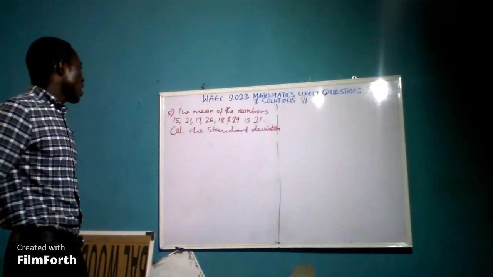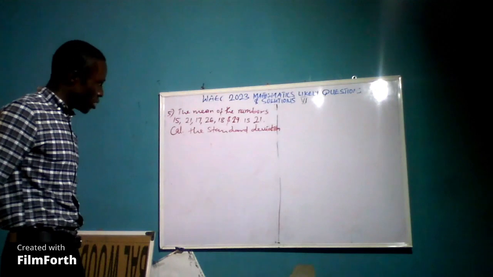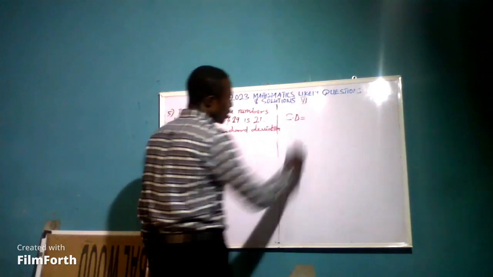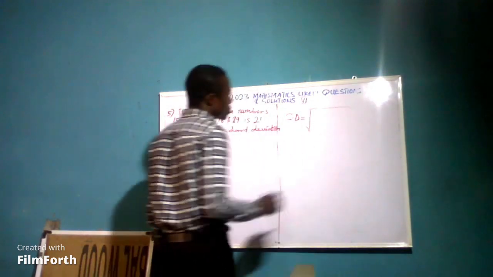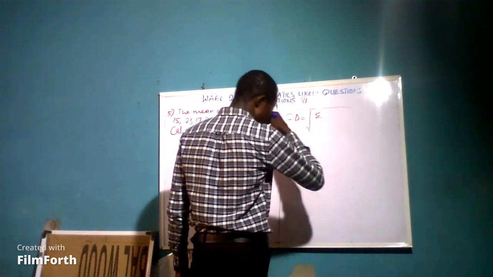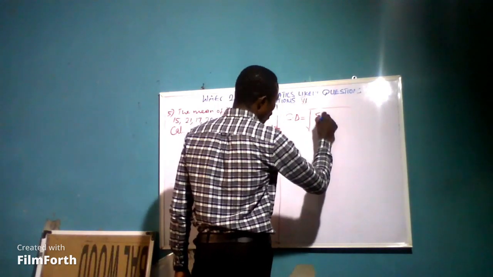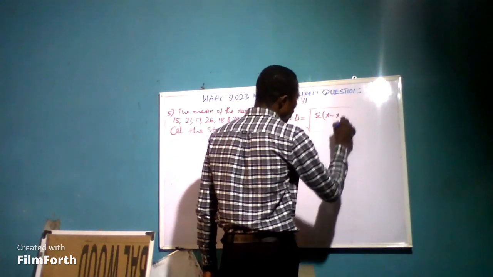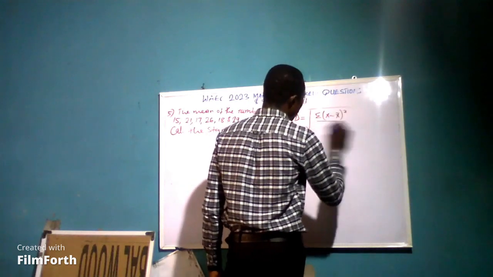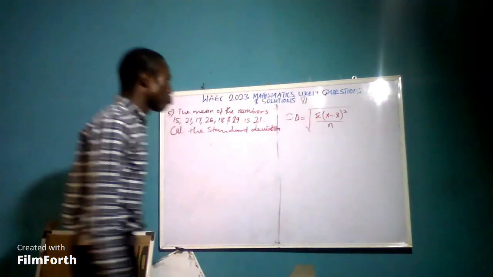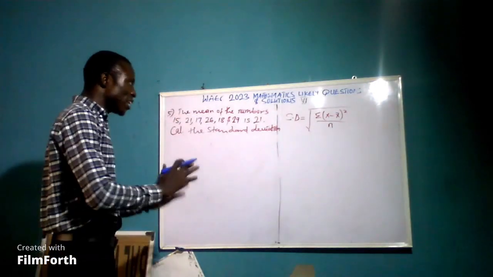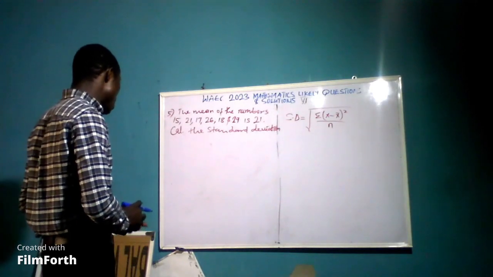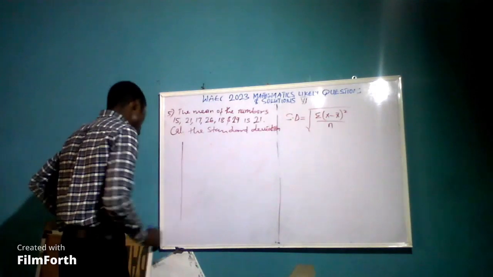formula for calculating standard deviation, okay? And that is given as standard deviation SD equal to the square root of the summation of the square of the difference between each point and the mean, over the number of points that we have. Okay? And this will guide you to draw your table, so you don't go and be looking for wrong things while putting down your table. So we have our table to be drawn now.